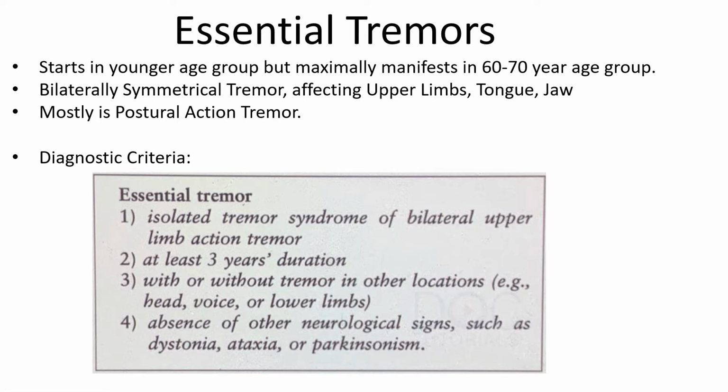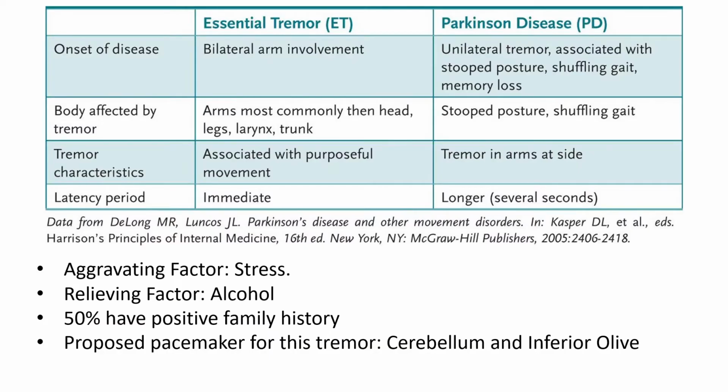Now you would ask me, what if the duration of tremor is less than 3 years? In that case, we will call this tremor an indeterminate tremor. And if it completes 3 years of duration, it will go to essential tremor. Third, definitely, it can be with or without tremors in other locations, for example head, voice, or lower limbs. And absence of other neurological signs should be present, such as dystonia, ataxia, or Parkinsonism. So this would be what makes the essential tremor.